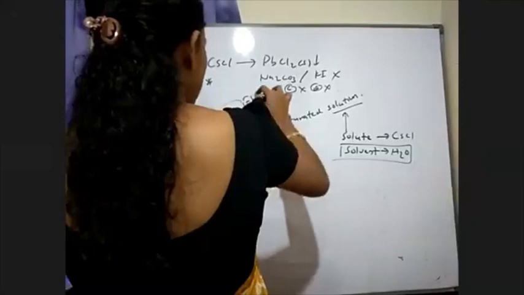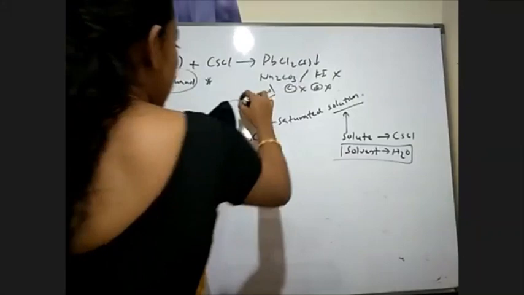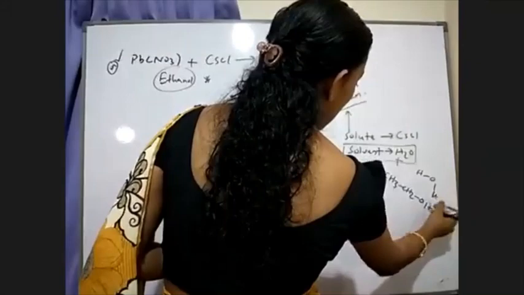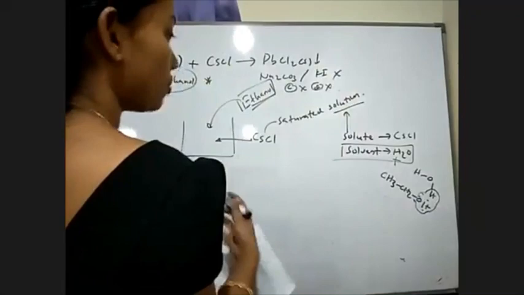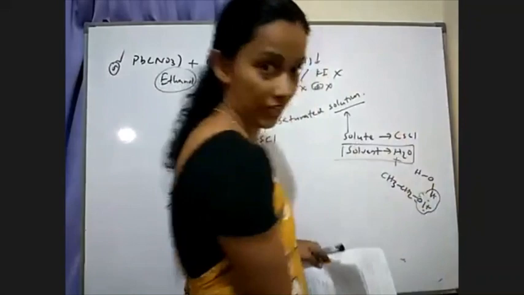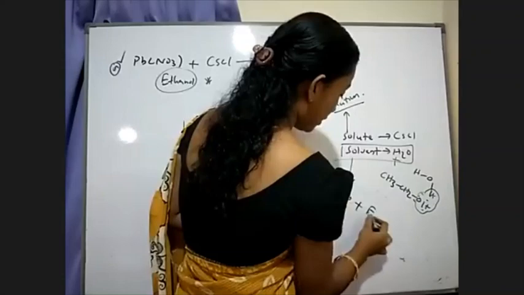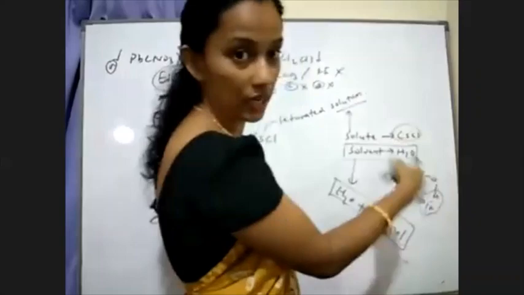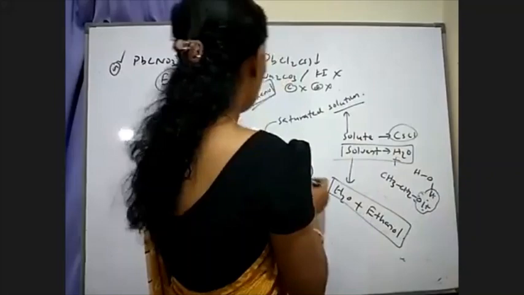When ethanol is added to this mixture, what happens? Ethanol creates hydrogen bonds with H2O. Ethanol means CH3CH2OH, and H2O has this structure. Therefore, new hydrogen bonds are created. Then ethanol is dissolving in water. Then the new solvent is H2O plus ethanol. Initially CaCl2 was dissolving in only H2O. Then after adding ethanol, the solvent was H2O plus ethanol.